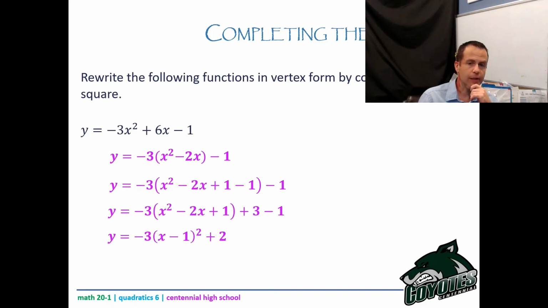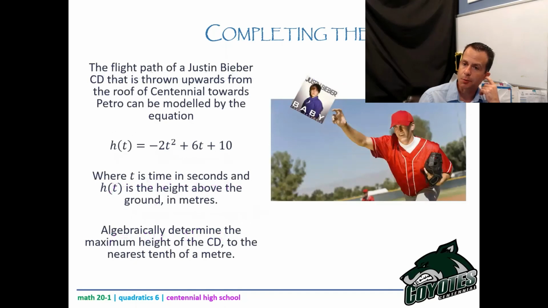All right, good. Let's try just a contextual problem now. The flight path of a Justin Bieber CD that is thrown upwards from the roof of Centennial towards Petro can be modeled by the following equation. H of t equals negative 2t squared plus 6t plus 10, where t is the time in seconds and h of t is the height above the ground in meters. Algebraically determine the maximum height of the CD to the nearest tenth.